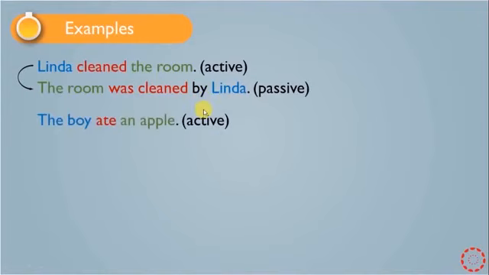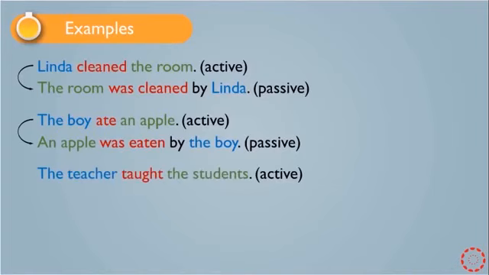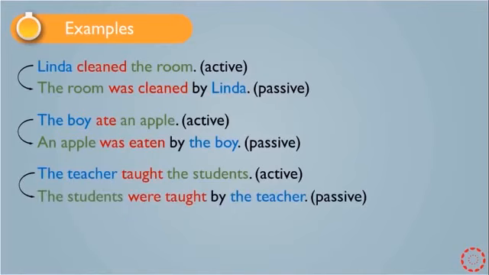The second example: the boy ate an apple. We say an apple was eaten by the boy. This is passive voice. The teacher taught the students. The students here are the object. We say the students. Because it's plural, we say were, and then we write the past participle of the verb which is taught, by the teacher. We say the students were taught by the teacher.